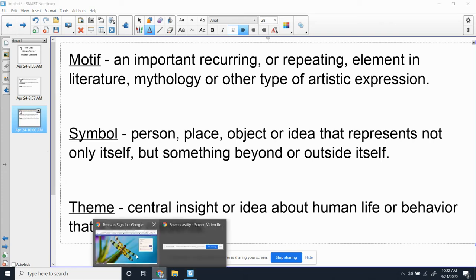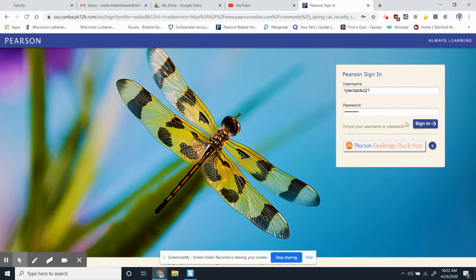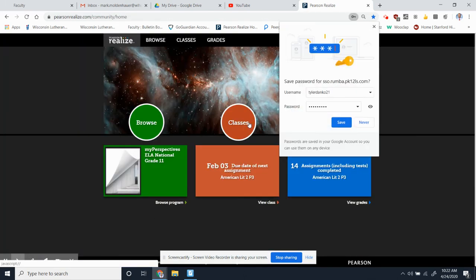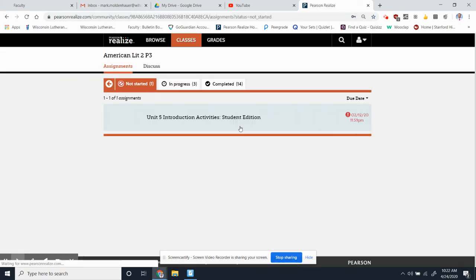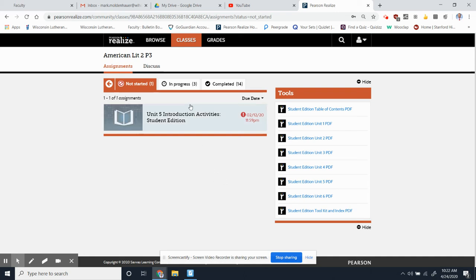Second thing I got to show you is how to get into Pearson. Again, I'm using Tyler Danko. Let me go in and show you what you all need to do. You go into your Pearson just like this, and you can click on the middle circle here, classes. When you do that, you can go into your assignments here.